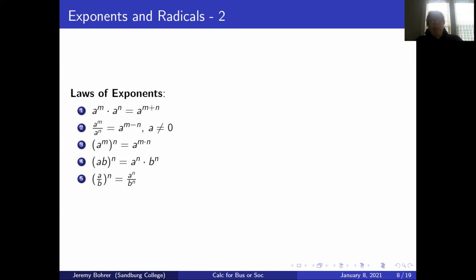A to the m raised to the nth power is a to the m times n. AB raised to the nth power is a to the nth power times b to the nth power. And a over b to the nth power is a to the nth power divided by b to the nth power.